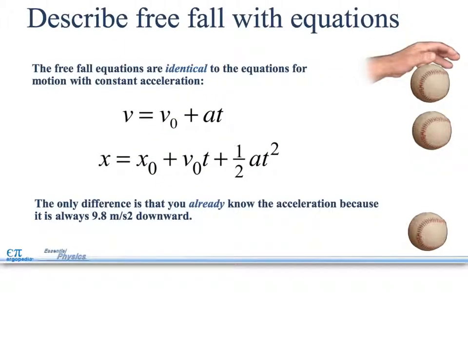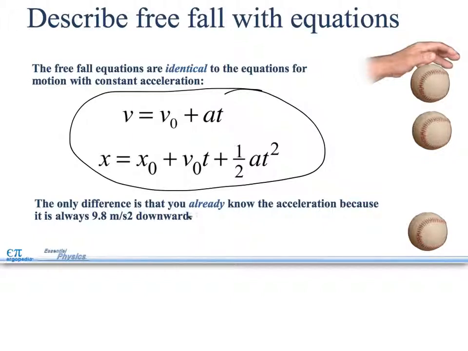The free fall equations are identical to the equations of motion with constant acceleration. So we talked about these earlier. The only difference is that you already know the acceleration, because 9.8 meters per second squared is what you're going to use for the acceleration. You already know what the acceleration is going to be.